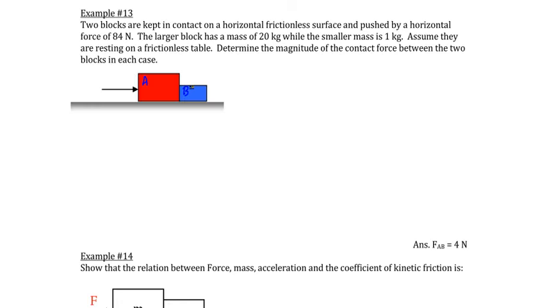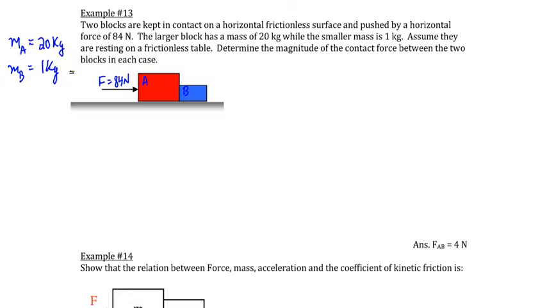And they're in contact with each other, and there's an external force of 84 newtons acting on the red block from its left side. And we have given here the larger block, mass A, is 20 kilograms, and the blue block, the smaller mass, is only 1 kilogram. Okay, so what we want to do is find the contact force.